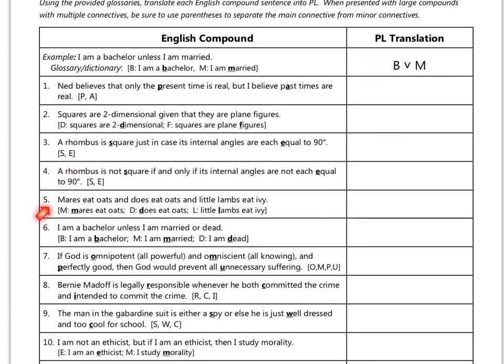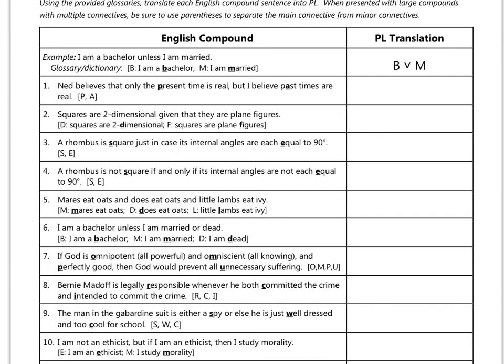We'll do number 5. Mares eat oats and does eat oats and little lambs eat ivy. That's how you'd say that. This is from an old song. When the song's sung, you really can't understand what the people are saying. I think that's the silliness of the song. It sounds like gibberish. At any rate, we would go ahead and translate this into PL as so.